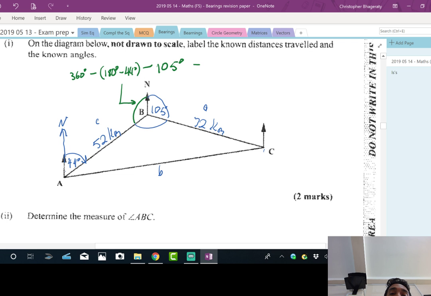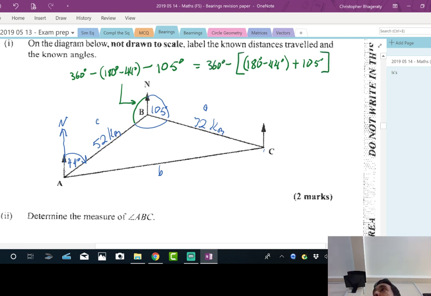You could do 180 minus the 44 degrees, right? 136, plus the 105, which will give us this whole angle here. And then you can subtract that from 360. Okay, I understand what you were saying, and that is perfectly valid. I have a question.